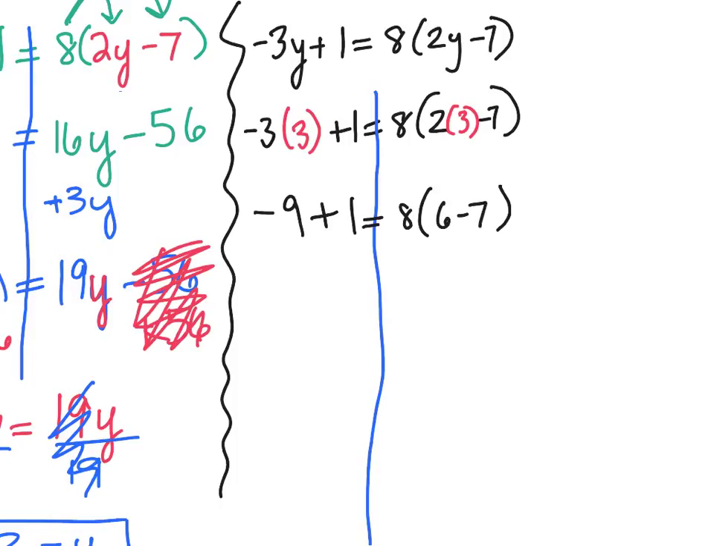All right. Negative 9 plus 1 is negative 8 equals. On this side here, we have 8 times. What is 6 minus 7? It's negative 1. So negative 8 equals 8 times negative 1, which is negative 8. We are correct.